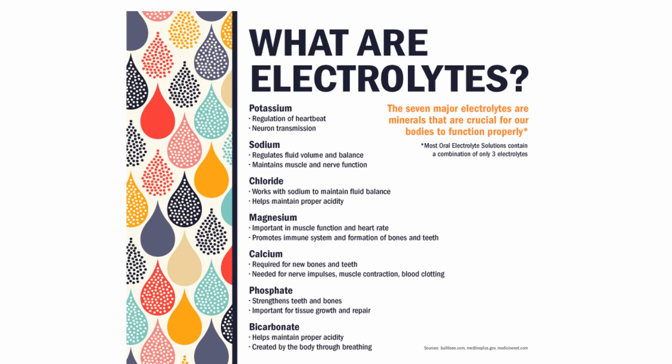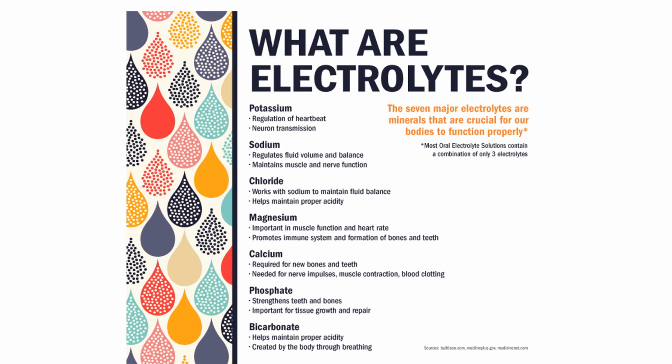So just a rundown here of the importance of each of these types of electrolytes. Potassium and sodium are both important for neuron and muscular function. You'll notice also that sodium helps to maintain fluid volume and balance. It's a major influencer for osmosis and the movement of fluids. Sodium and chlorine do work together to help maintain fluid balance in our bodies. And then, of course, magnesium also works in muscle function as well as sodium.